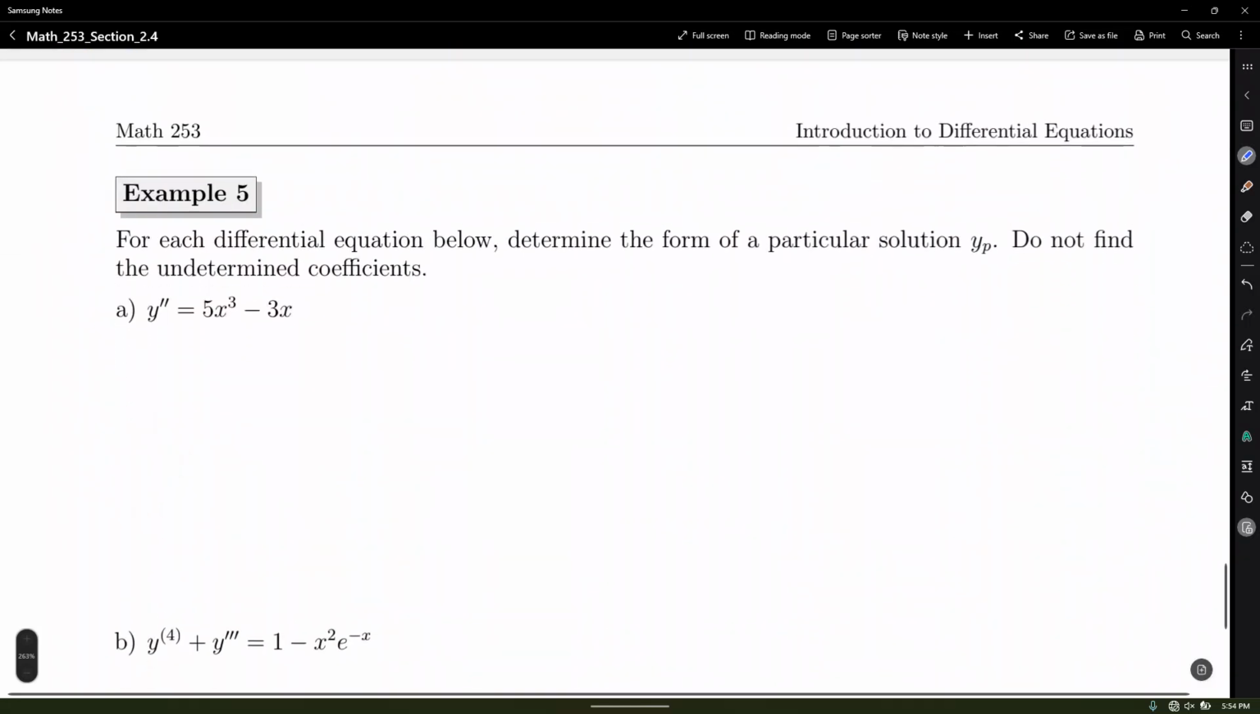Example number 5, more practice on y sub p. However, rest assured, we're not going to solve the equations. All we're going to do is analyze the solutions to the homogeneous equations we have here, and then consider what we have on the right-hand side of the equation to write that potential y sub p solution. So again, just determine the form of y sub p. Do not find the undetermined coefficients.